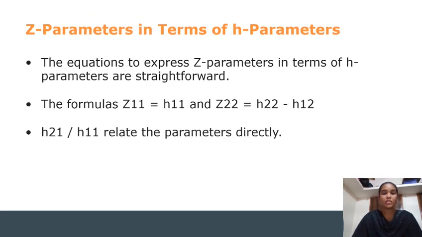Z parameters in terms of H parameters. The equations to express Z parameters in terms of H parameters are straightforward. The formulas Z11 equals H11 and Z22 equals H22 minus H12 H21 by H11 relate the parameters directly.